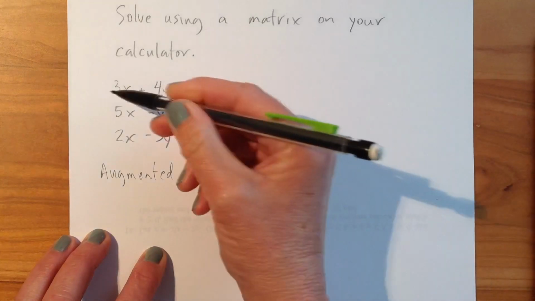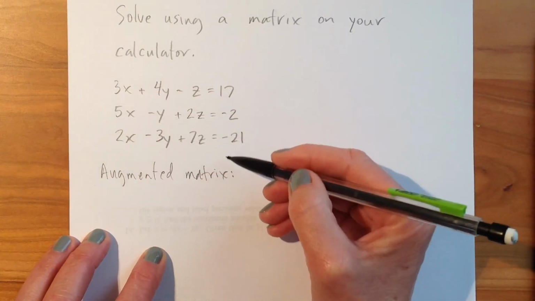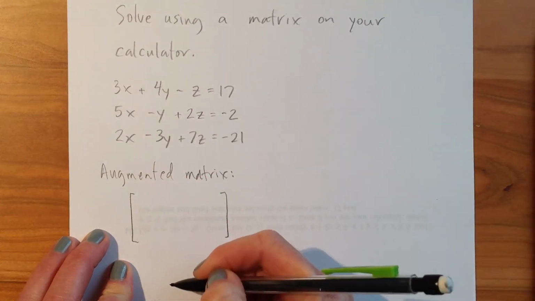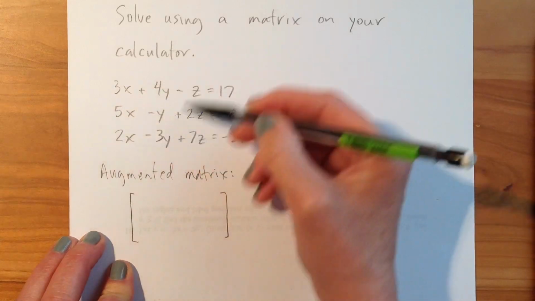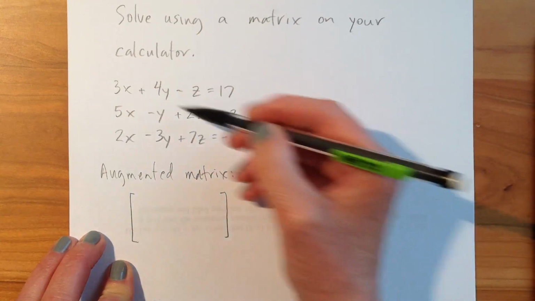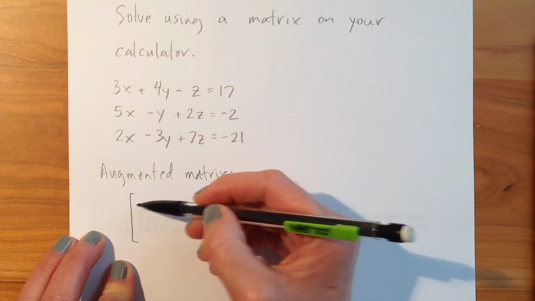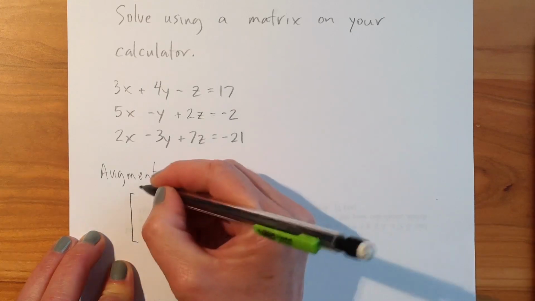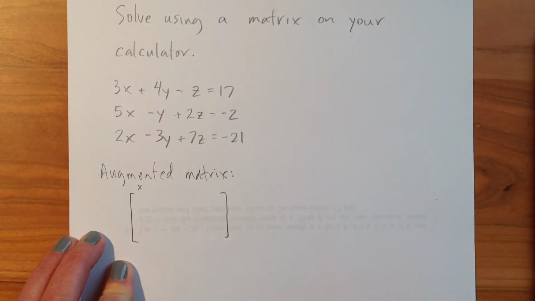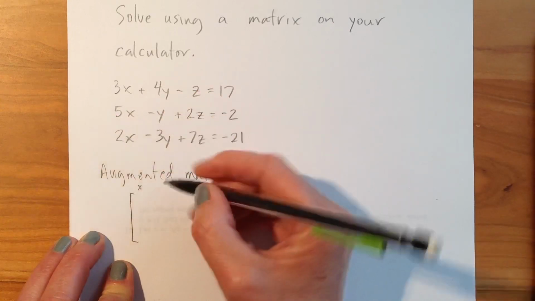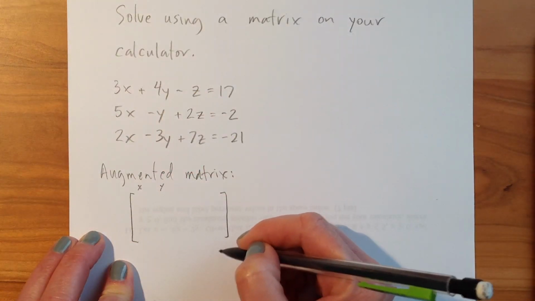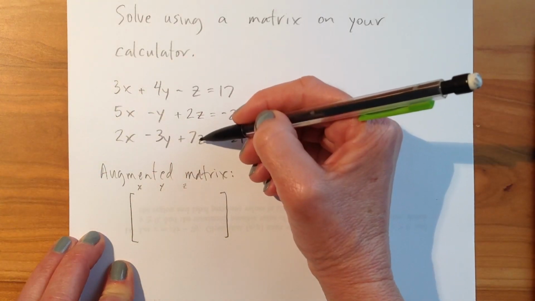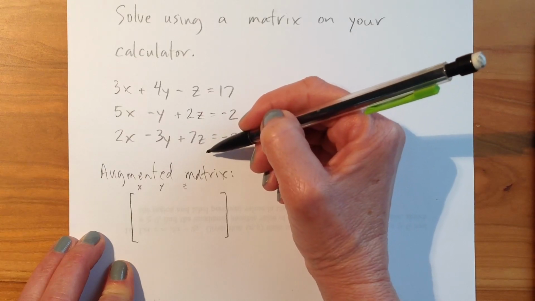We will have 3 rows in our matrix because there are 3 equations, and we will have 1, 2, 3, 4 columns. The entries are going to be the coefficients of each variable. In the first column, we should have the coefficients of x in each of the equations. In the second column, the coefficients of y. Next, the coefficients of z. So all the x's, y's, and z's should be on one side. If they're not, rewrite your equations so that they are.